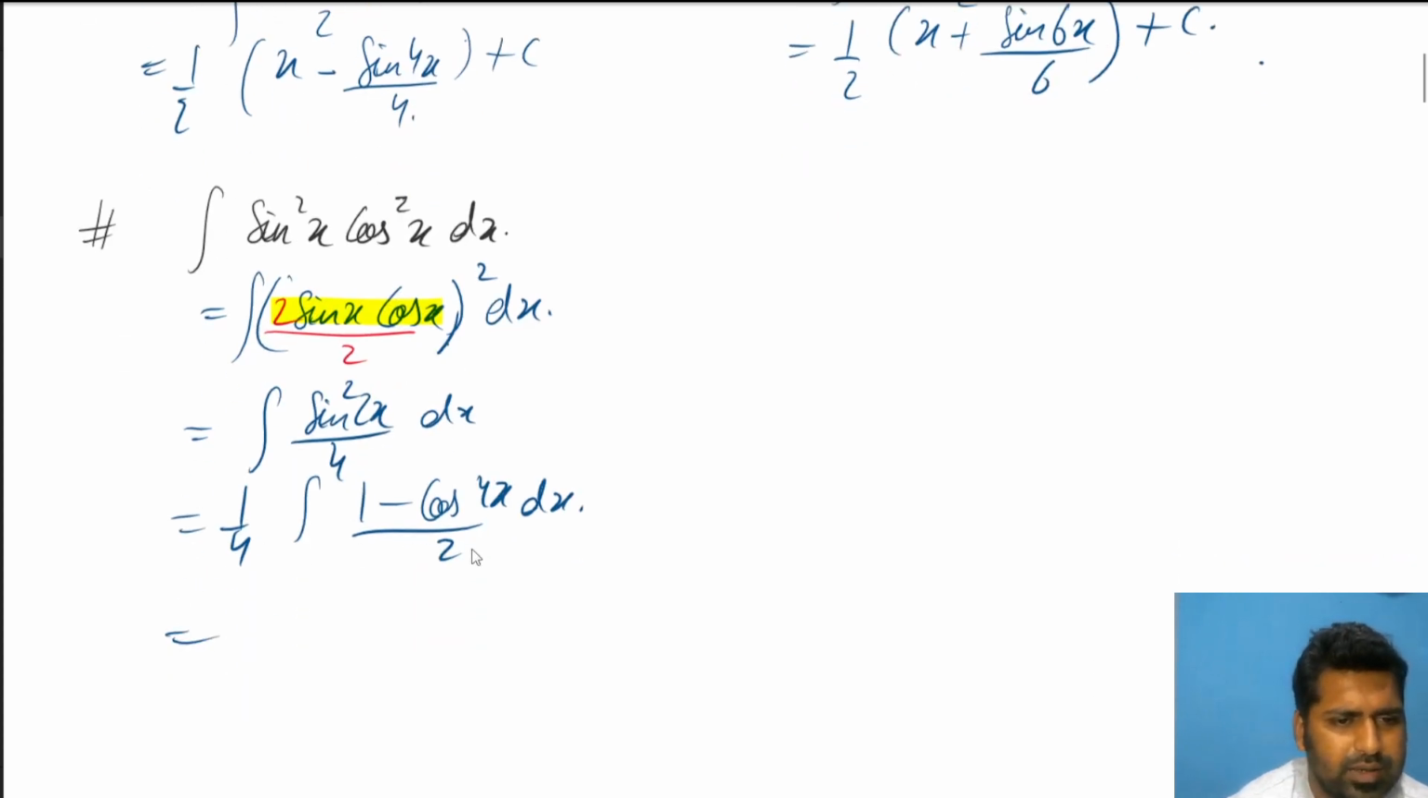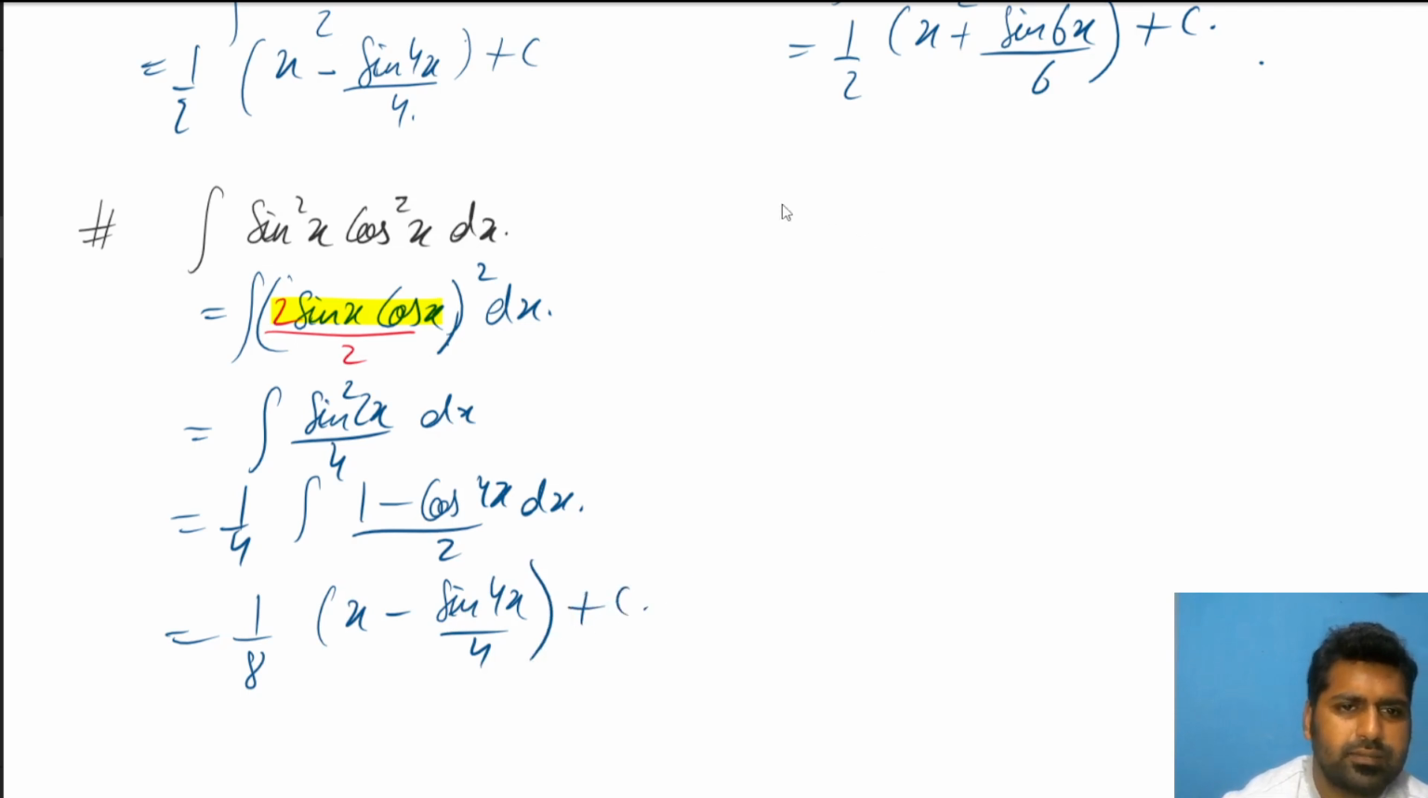And now I'll take this 2 and 4, combine it, 1 by 8, and integration of 1, again same, x, integration of cos 4x is sine 4x upon 4 plus c. That's the answer.